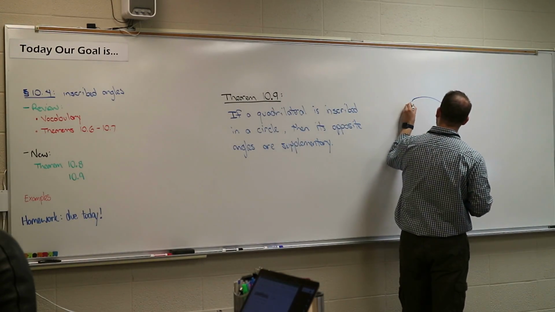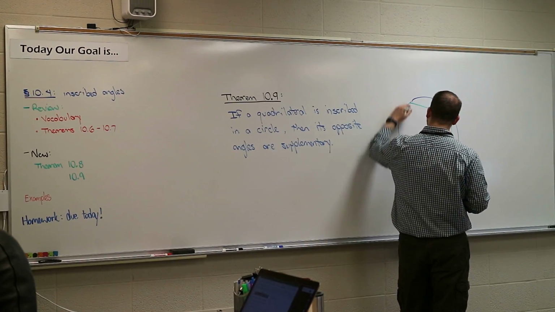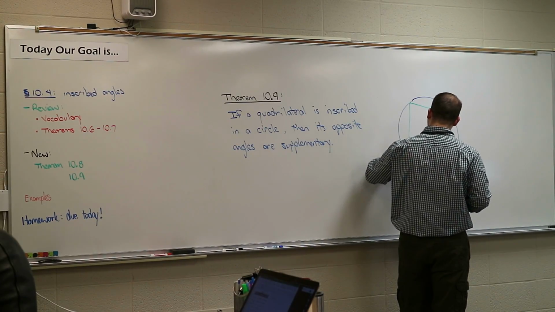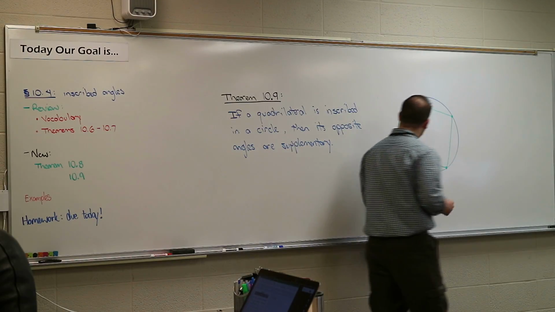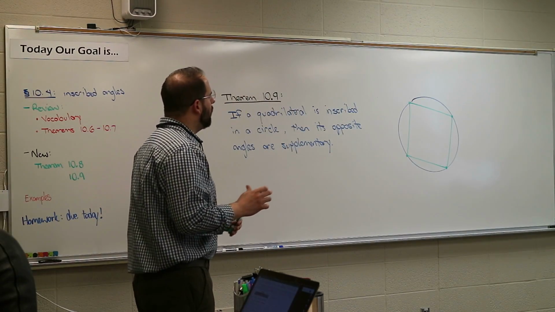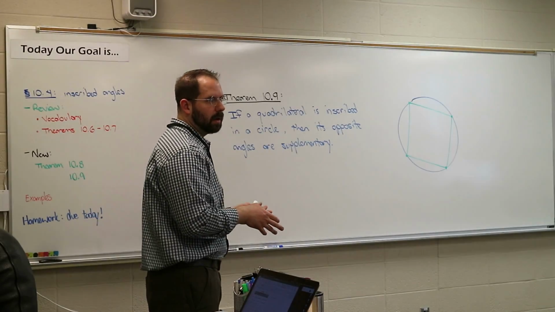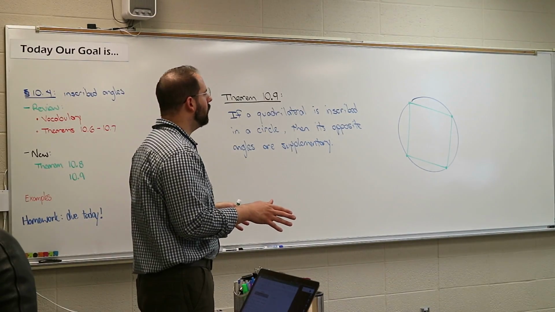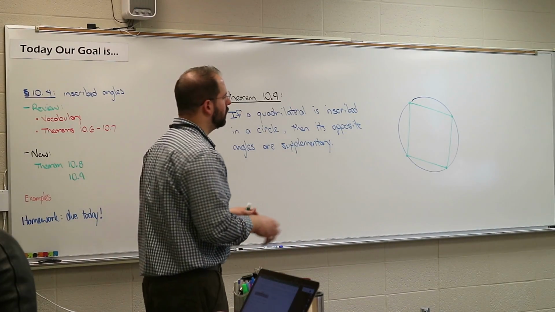And to be perfectly inscribed, like we had in the very first section of chapter 10, all the vertices have to land on the circle itself. All 4 vertices have to land. Now, it didn't say what type of quad, so don't feel like this has to be a perfect square. It can be any type of quad as long as the 4 vertices actually land on the circle itself.